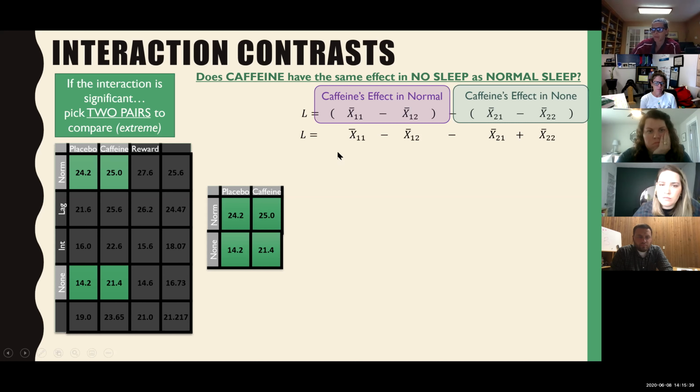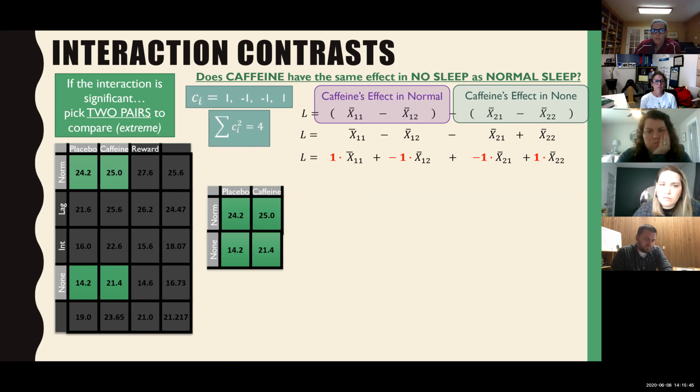Now, I don't like negatives any more than you do, but let's pretend like those are contrast weights. Instead of having a subtract, I'm going to add a -1, because that's doing the same thing. So now in red, I put the invisible coefficients, the numbers. This x bar 1,1, there's nothing in front of it, so that's an invisible coefficient of 1. This said subtract, so that's like plus a -1. Here's another subtract, so that's plus a -1. And then this is a plus, so it'd be just a 1.